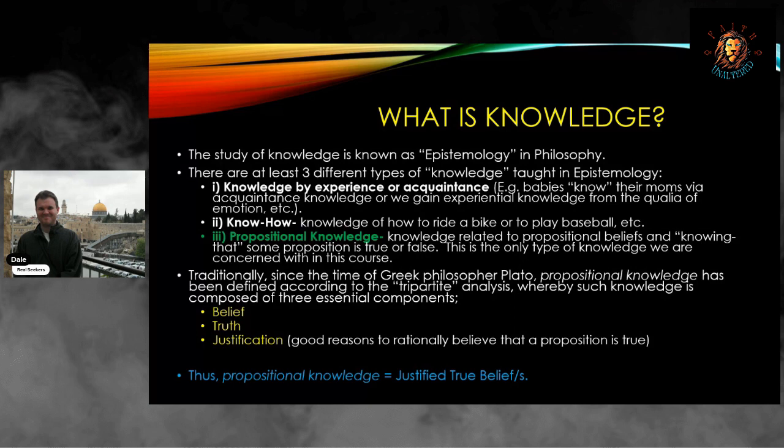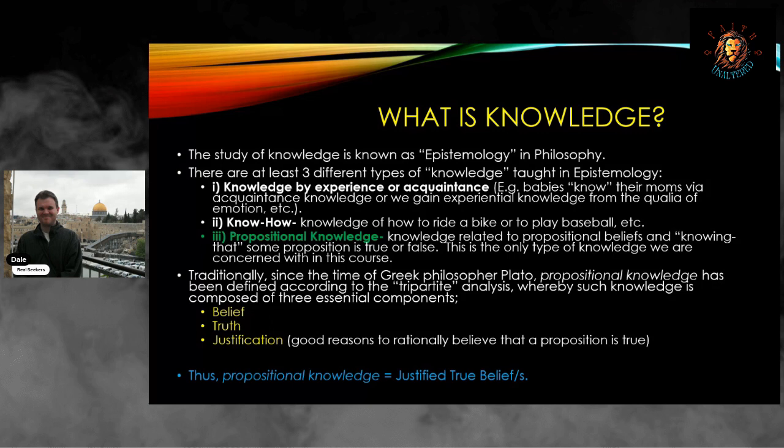Sometimes they go by different names, but in philosophy, at least, these are the main categories and what they're called. We have number one, knowledge by experience or acquaintance. It's acquaintance knowledge or experiential knowledge. For example, babies know who their mother and father are just by being acquainted with them, just experientially. They see the face. I know her, even though they don't even have the words to put together.